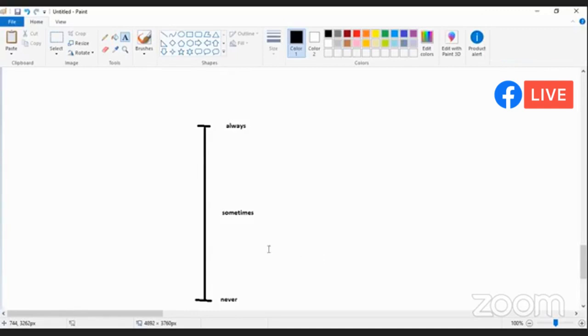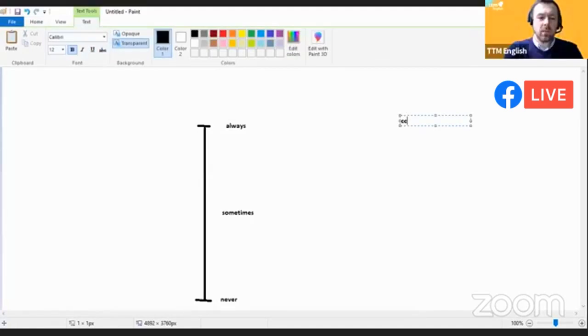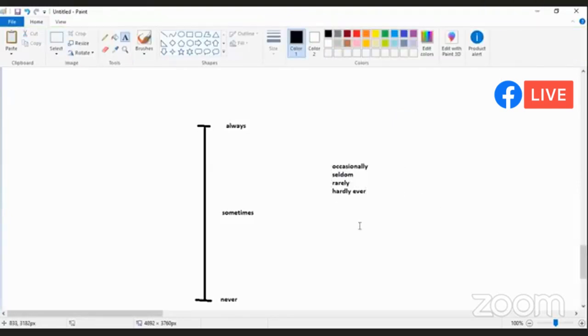Between something and below the between. Never. Okay, well, I've got this word as well: occasionally. So have a think about where I can put that. Occasionally, seldom, rarely, hardly ever. Okay, I've got those words. Where can I put those? Below the sometimes.